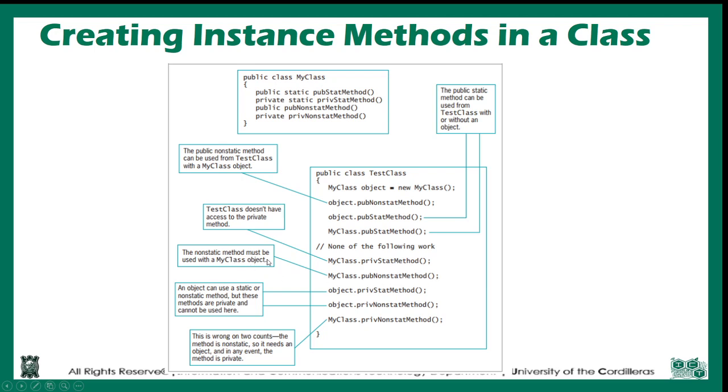Next, the non-static method must be used with a myClass object. An object can use a static or non-static method, but these methods are private and cannot be used here, both of them. So this part of the code is wrong on two counts: because the method is non-static, it needs an object, and in any event, the method is private. Non-stat method. Private non-stat method.